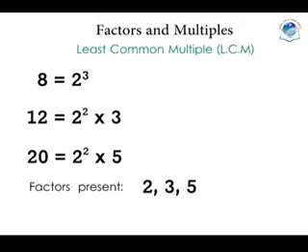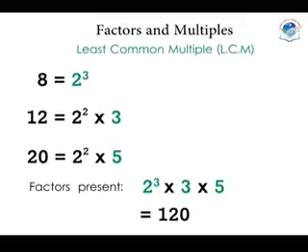The largest 2 is 2 raised to power 3. The largest 3 is the only 3 present, and so we pick it. The largest 5 is again the only 5 present, and again we pick it. And so the LCM is 2 raised to power 3 times 3 times 5, which gives us 120. And so unlike the GCD, for LCM, it is good to express the factors in power form so that we pick the ones with the largest powers.